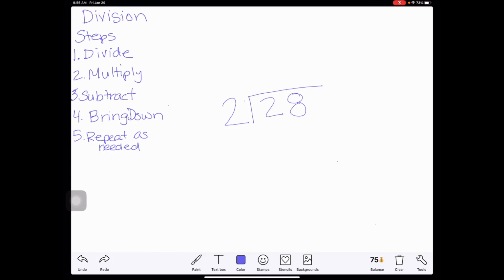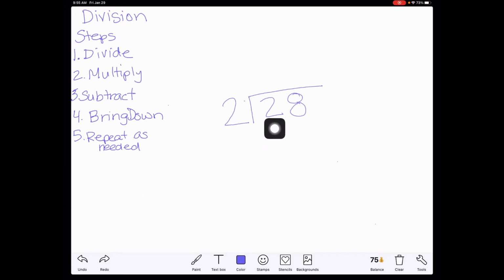Okay, so if you notice on the left side, I have listed the steps for division when I use the standard algorithm. The first step would be to divide, then I multiply, then I subtract and bring down. And then if you notice, I added number 5 where it says repeat as needed. So if you still have numbers remaining, you're going to continue to repeat these steps until you have no more numbers left. All right, let's get started.